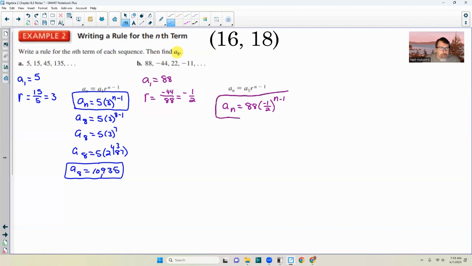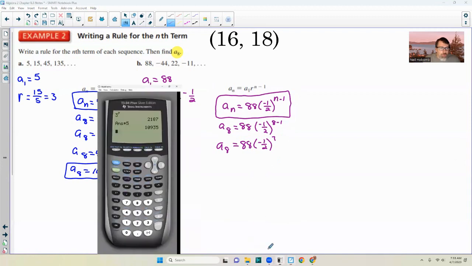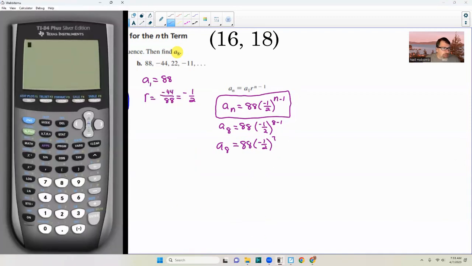So this is my rule. Okay, and now I'm going to substitute in my 8. A sub 8 is going to equal 88 times negative 1/2 to the power of 8 minus 1. So a sub 8 is going to be 88 times negative 1/2 to the 7. So then I want to take negative 1/2 to the power of 7.